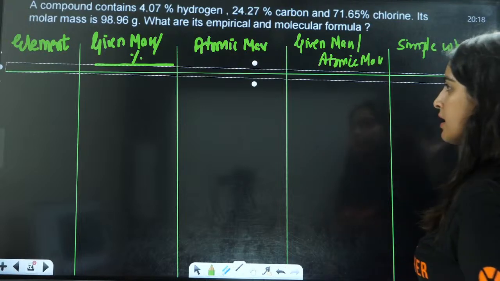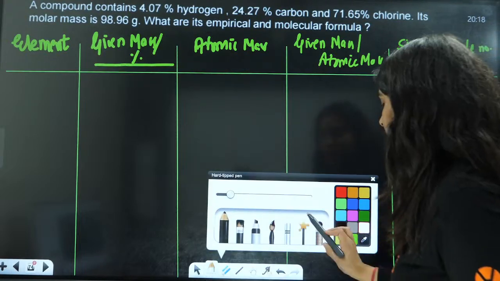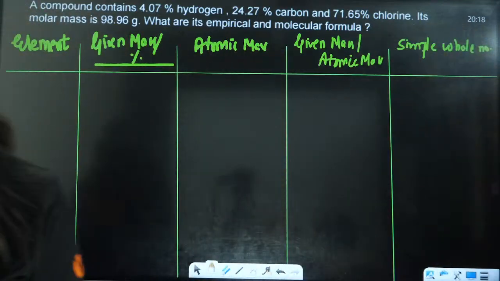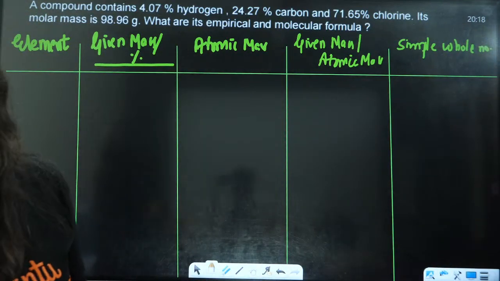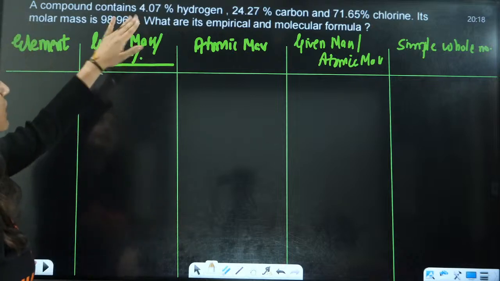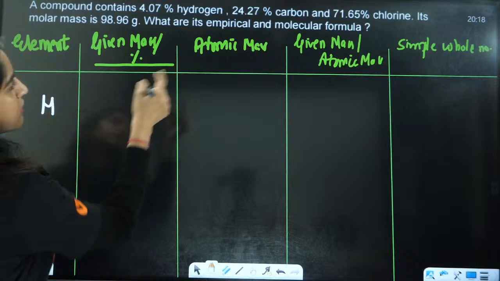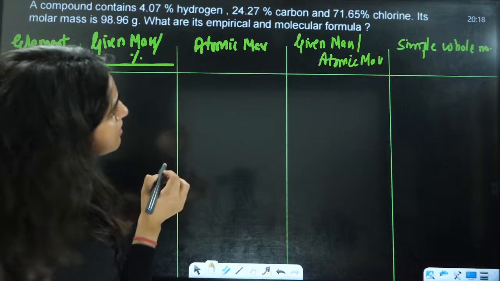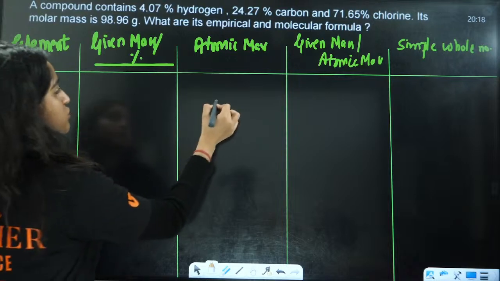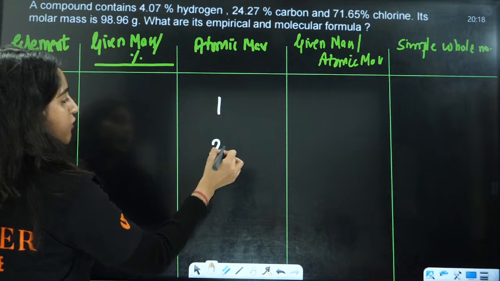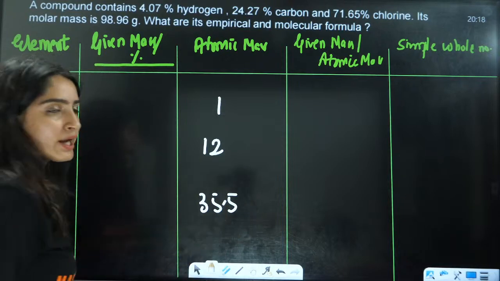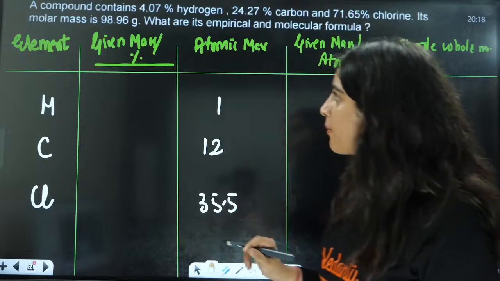Just add the things here and write it down. This is not time consuming, very simple. Simply write it here: hydrogen, carbon, chlorine. So what are the atomic masses here? For hydrogen, that is 1. Carbon, you have 12. And for chlorine, you have 35.5. These are the atomic masses.